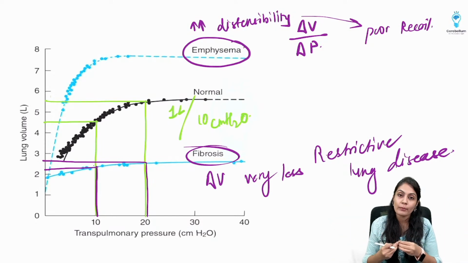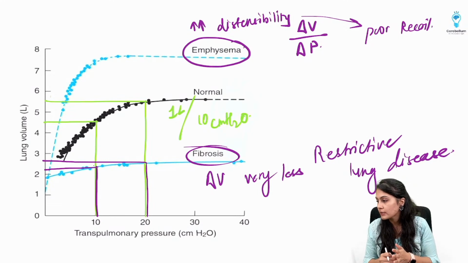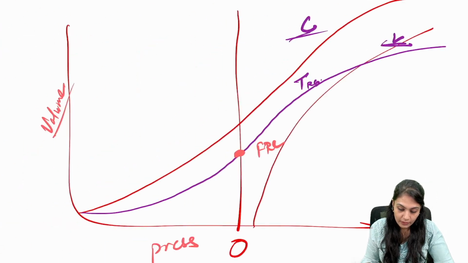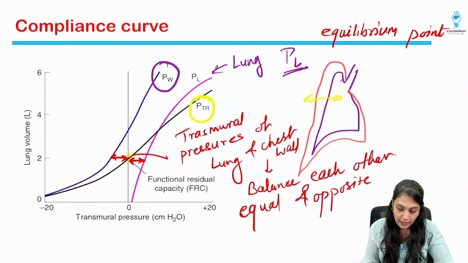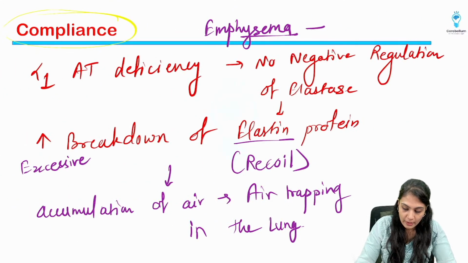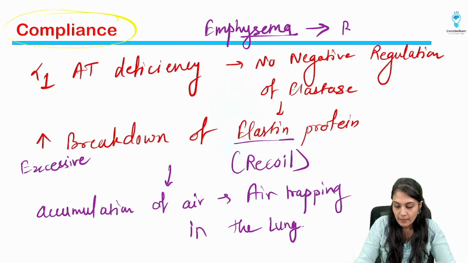So if it is not able to come back to its normal position, it will start to expand. Now what is going to happen because of this? There is going to be air trapping, and nobody told me till this point what type of chest you are going to see in the case of emphysema. Please remember, in emphysema, what we are going to see is the barrel chest.